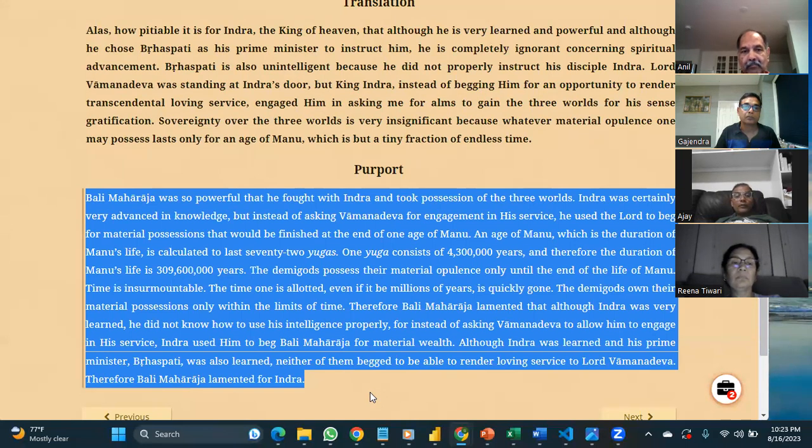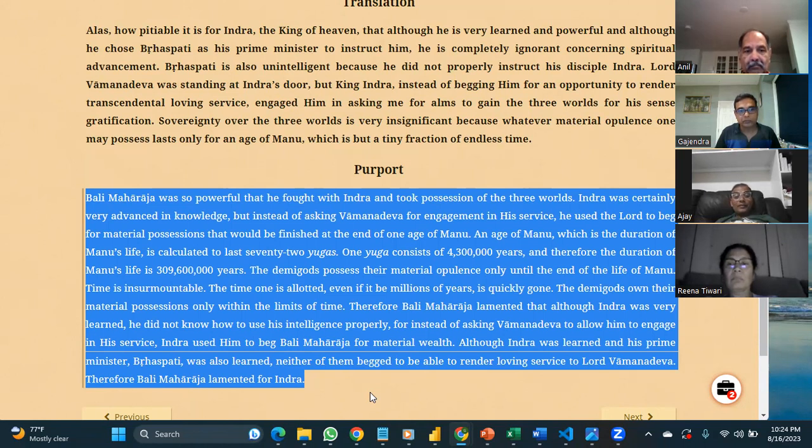Bali Maharaj was so powerful that he fought with Indra and took possession of three worlds. Indra was certainly very advanced in knowledge, but instead of asking Vamandev for engagement in his service, he used the Lord to beg for material possessions that would be finished at the end of one age of Manu. An age of Manu, which is the duration of Manu's life, is calculated to last 72 yugas. One yuga consists of 43 lakh years, and therefore the duration of Manu's life is 309 million, 6 hundred thousand years.